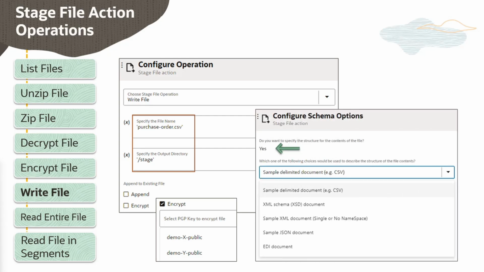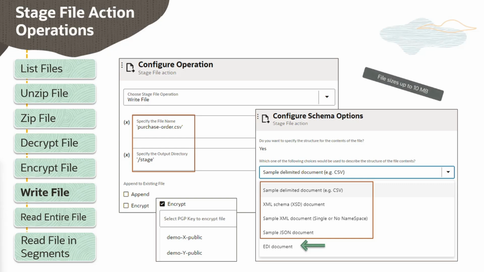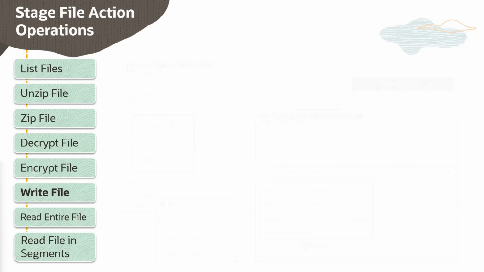Next, on the Configure Schema Options page, you'll notice that you must specify the structure for the contents of the file. This is required. And then you choose how to define that structure. Notice that these are the same options we learned about already in an earlier lesson on FTP and file adapter operations. There is an additional option internally. You can also create an electronic data interchange document. We'll revisit this one in just a moment. And as a reminder, the file size limit for a write file operation is 10 megabytes.